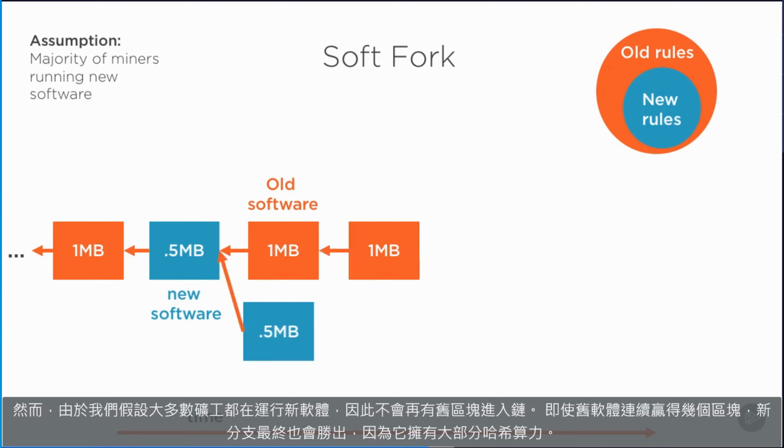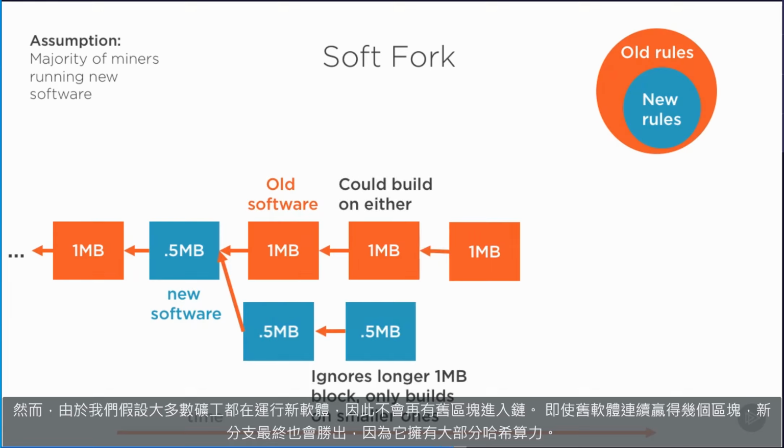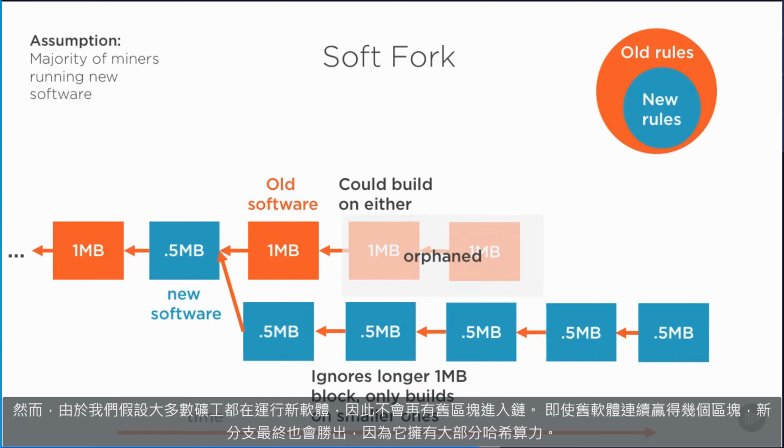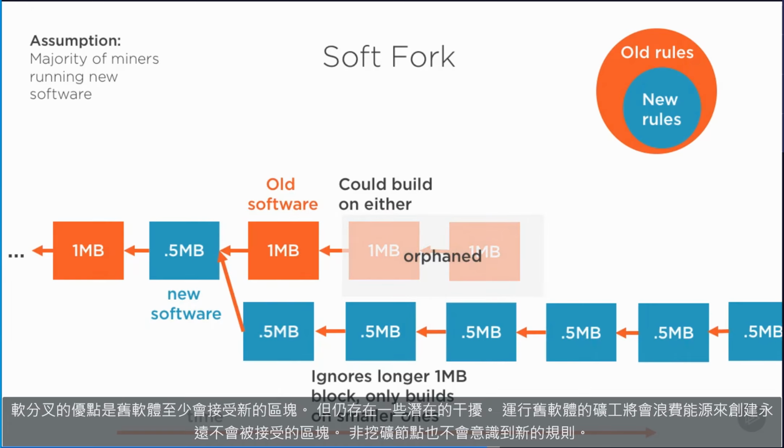However, since we assume a majority of miners are running the new software, no more old blocks will ever make it into the chain. Even if the old software wins a few blocks in a row, the new branch will eventually win out because it has the majority of hashing power. The advantage of a soft fork is that older software will at least accept the new blocks. But there's still some potential disruption.